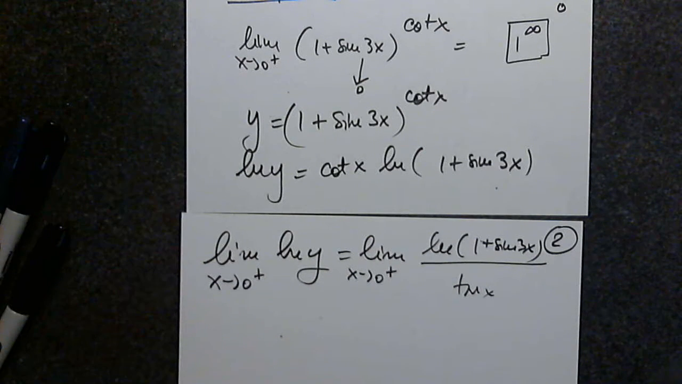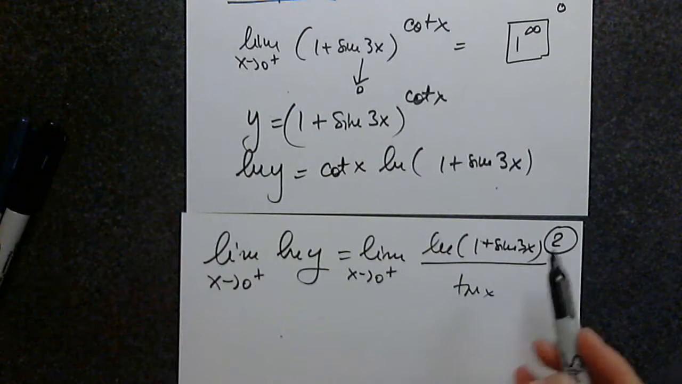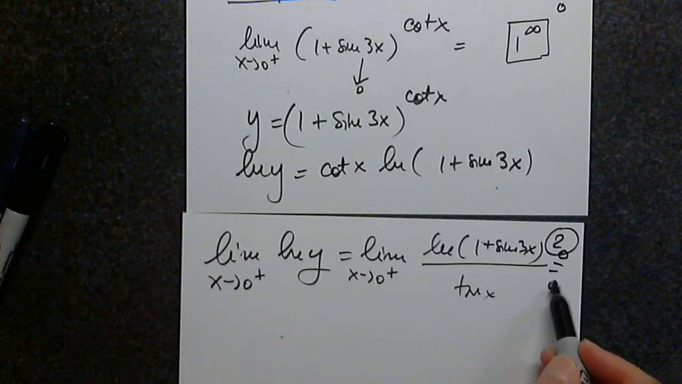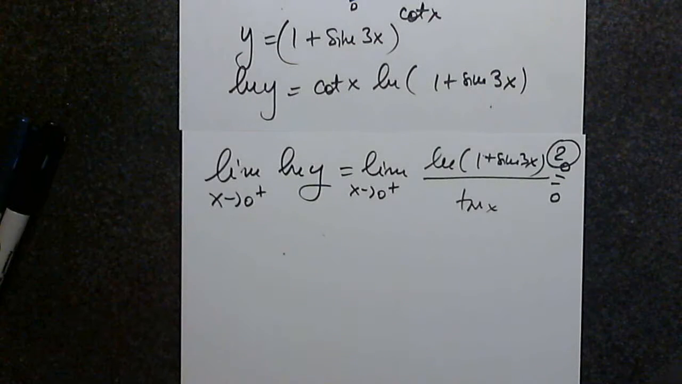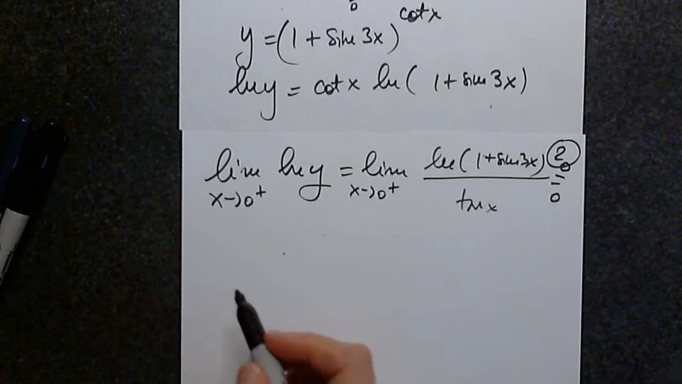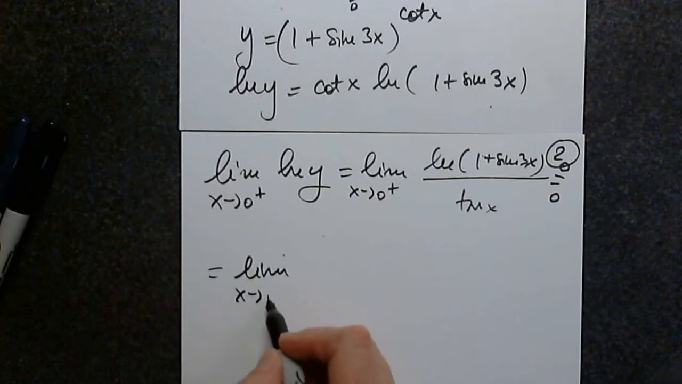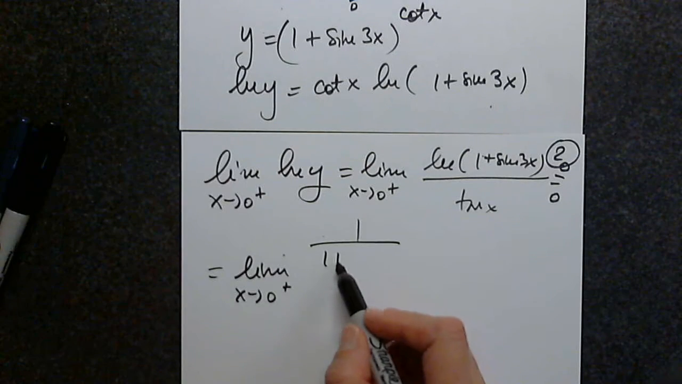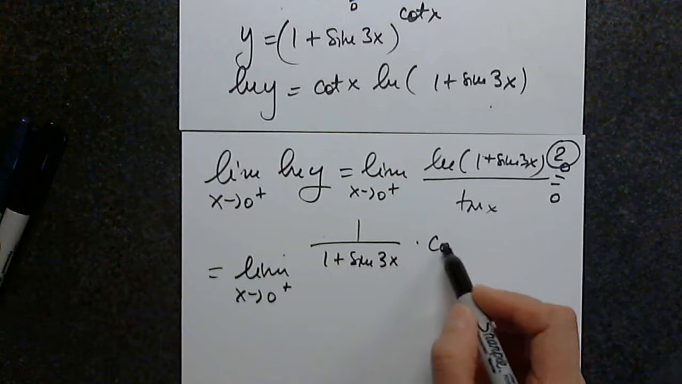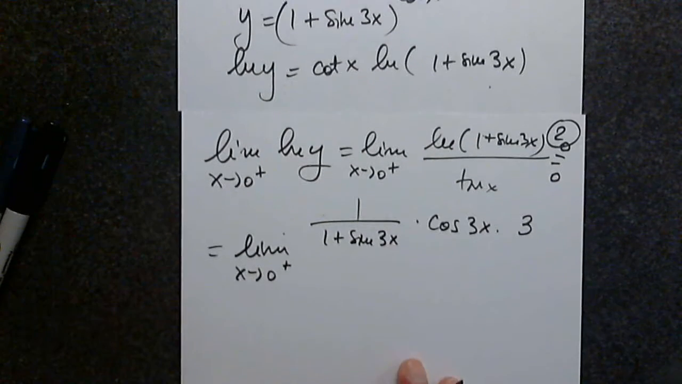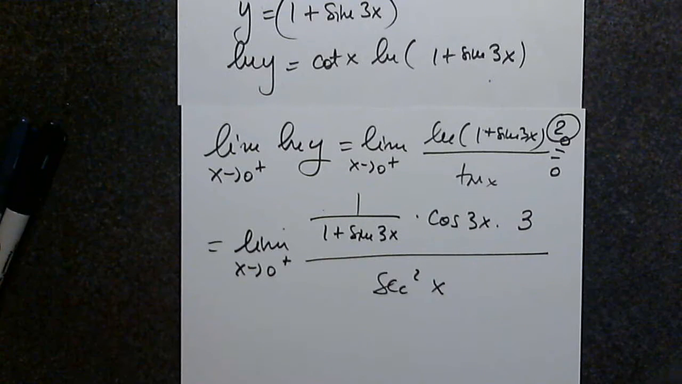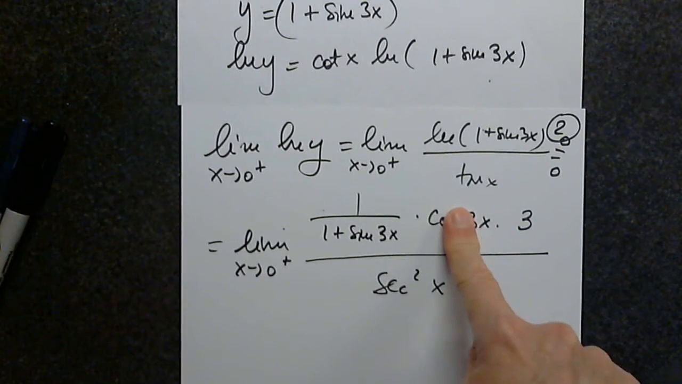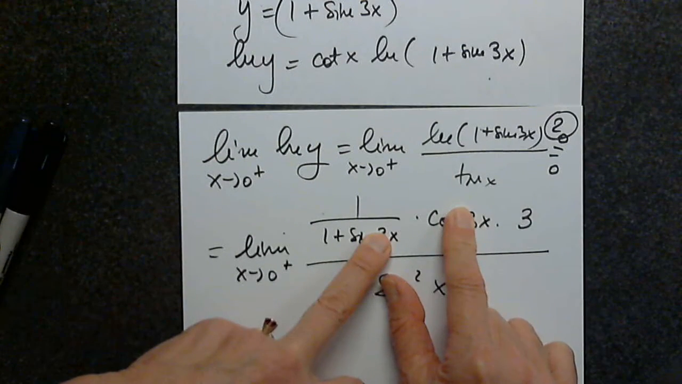So I saved a little bit of time because now the numerator goes to 0, and the denominator goes to 0. So tangent 0 is 0. Yay! So in just one step and a half, maybe 2, I managed to change it into something that I can apply L'Hopital's rule to. So this is the limit as x approaches 0 from the right. The top is 1 over 1 plus sine 3x times cosine 3x times 3, and everything divided by secant squared x. So when x approaches 0, this is 1, this is 1, this is 0, so then the answer is 3.